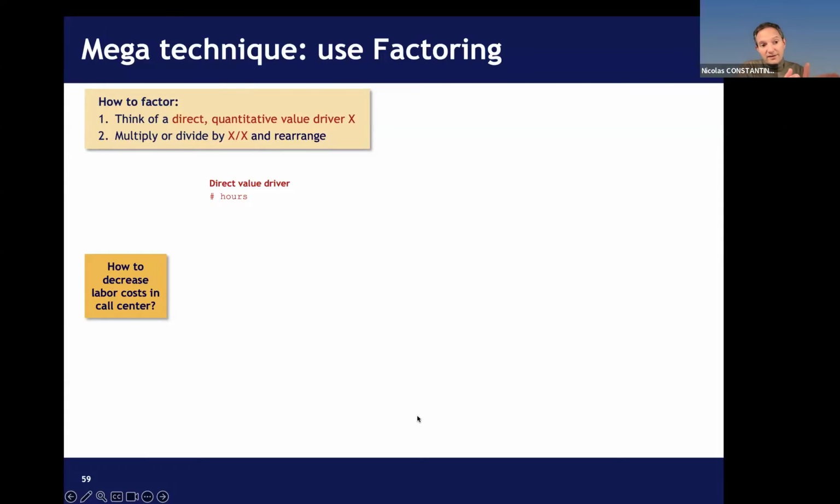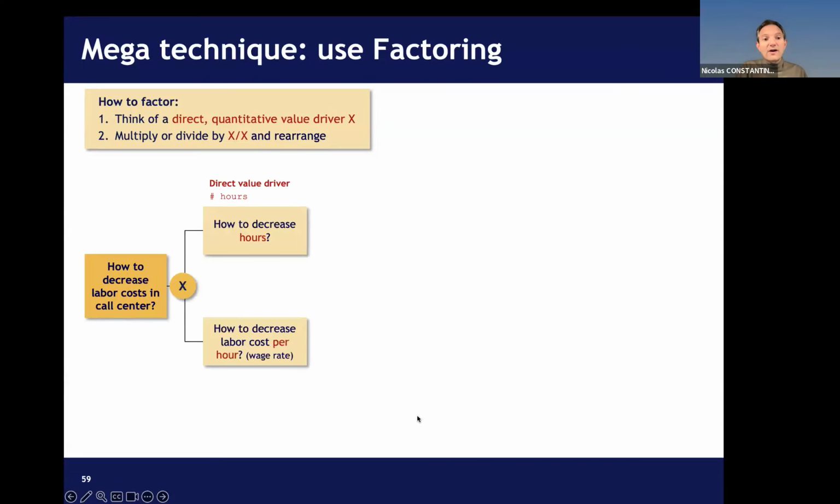So this is equal to hours times labor cost divided by hour. All right? So basically, how to decrease hours times how to decrease the labor cost per hour, which is basically the wage rate. So you see what we've done is we introduced a driver, hours, and that helped us to extract another driver, the wage rate. So we get a lot of insight.